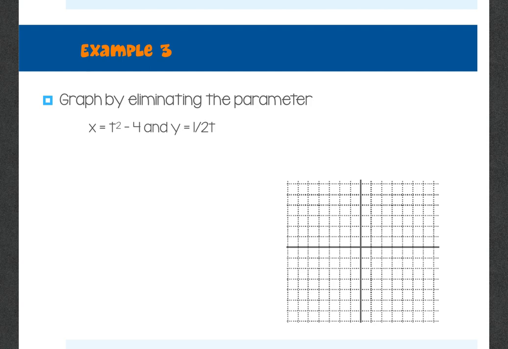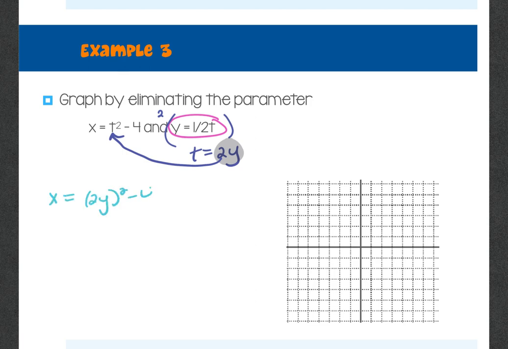All right, so here's the question. It just says graph by eliminating the parameter. So the first thing we're going to do is eliminate the parameter. We're going to look at these two equations and figure out which one is easier to solve for t. Y looks like it's easier to solve for t. If I want to get t by itself here, what do I do? Multiply everything by 2. So t would equal 2y. Then I take what t equals and plug it into the x equals equation. So you have to use the other one. X equals (2y) squared minus 4. X equals 4y squared minus 4.